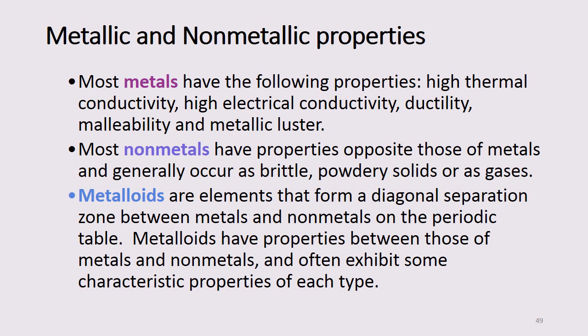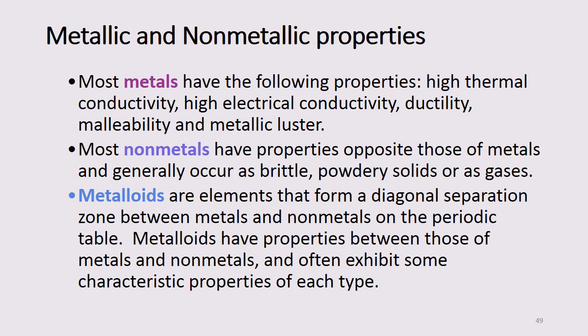They are ductile, which means that you can draw them out into wires. And they are malleable, which means that you can pound them into flat sheets like aluminum foil. And they also have metallic luster, which means they tend to be shiny.